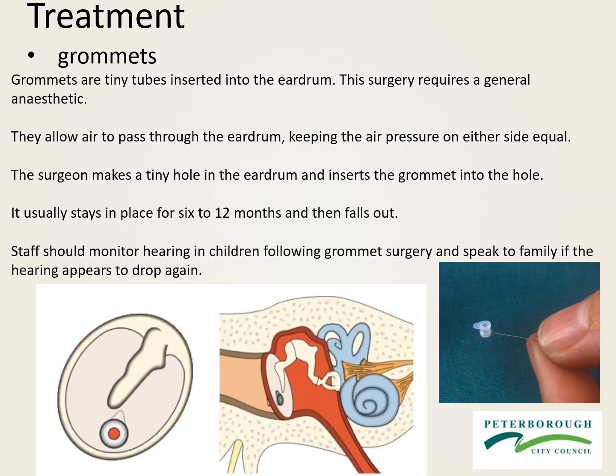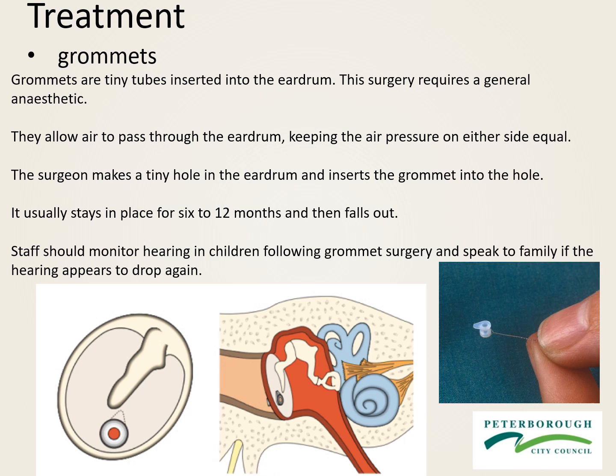Another form of treatment is grommets. Grommets are tiny tubes that are inserted into the eardrum. This is done under surgery, which requires a general anaesthetic. The grommets allow air to pass through into the eardrum, keeping the pressure equal on either side. They will also allow some of the liquid trapped inside the eardrum to escape.